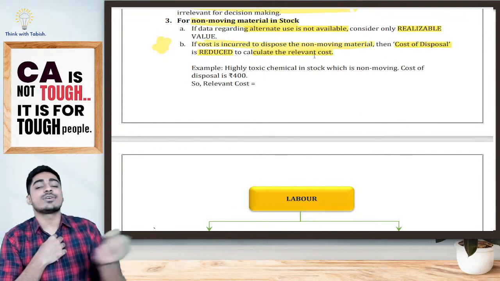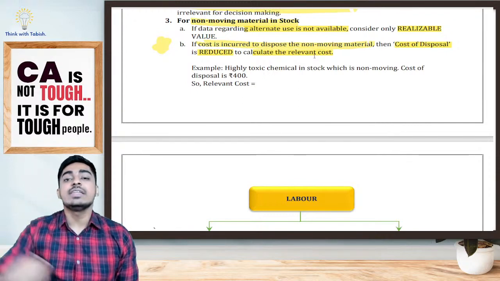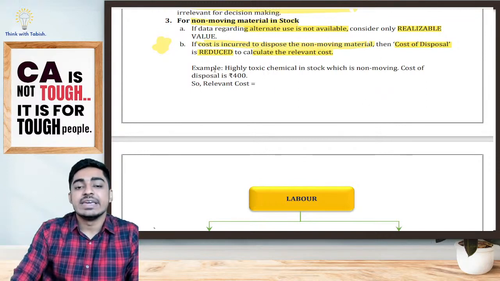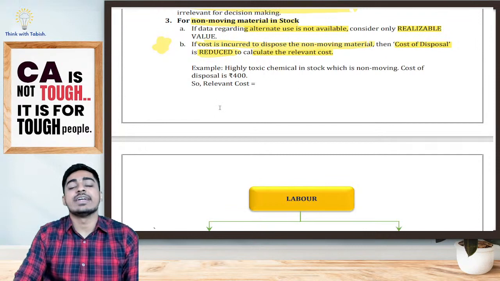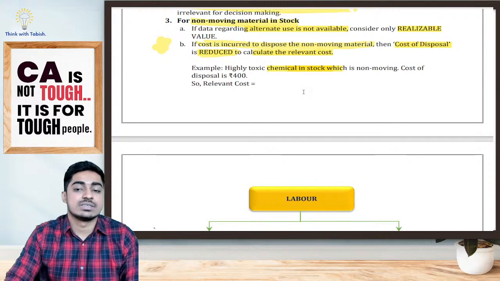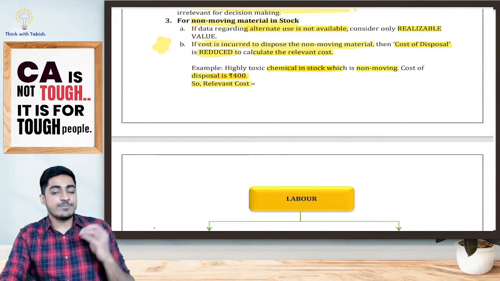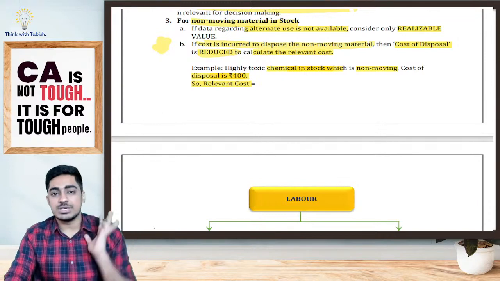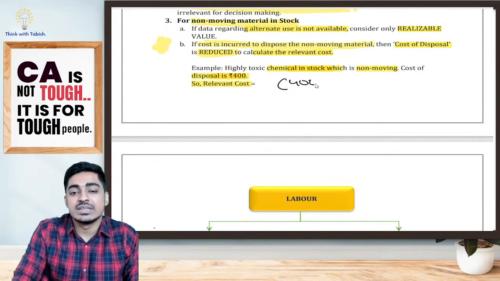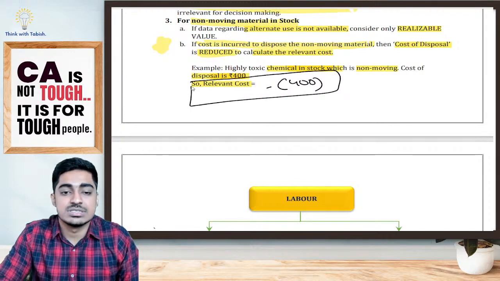So we were showing the realizable amount as the relevant cost. Because of this, we won't get the amount. Now, what we are doing is paying the amount. So this amount, the cost of disposal, what we are paying, will be reduced when we arrive at the relevant cost. Look at this. A highly toxic chemical is in stock with us, which is not moving. The cost of disposal is 400 rupees. If we have to dispose of it, we have to pay 400 rupees. If we can use it here, we avoid that 400 rupees, so my relevant cost will be negative 400. Is it clear, students?